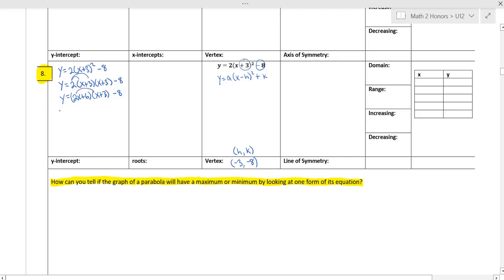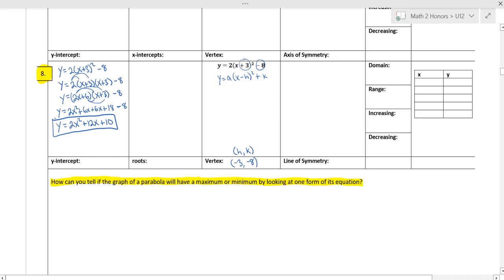And then continue to distribute. 2x times x is 2x squared. 2x times 3 is 6x, positive. 6 times x is another 6x. And 6 times 3 is 18. And don't forget the minus 8. And now combine like terms, and you get 2x squared plus 12x, and then 18 minus 8 is 10. So that is your standard form.